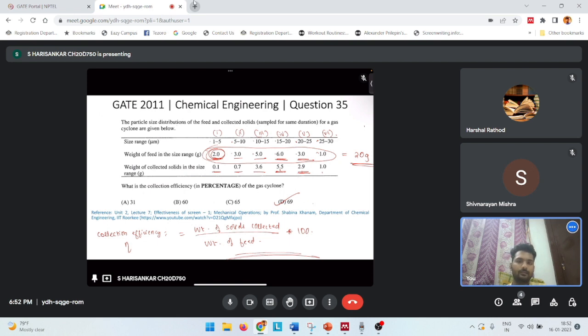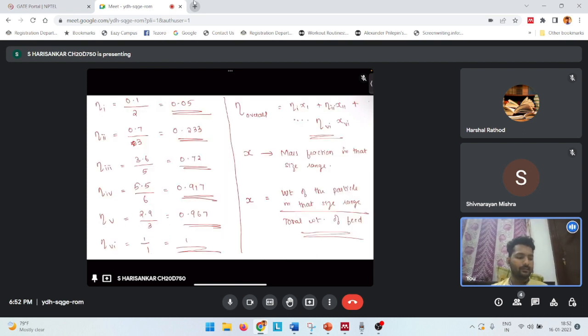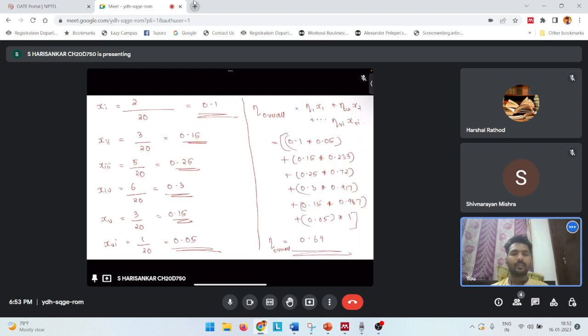So yeah, basically what we did is we had the efficiencies and the mass fractions. We could find them using these tables at different size ranges, and in order to find the overall efficiency, we just had to apply this overall formula. Eta overall is equal to (eta1 x1 plus eta2 x2 plus eta3 x3, etc. up to eta6 x6), and just substitute all these values here and you can get the final overall efficiency as 69%.